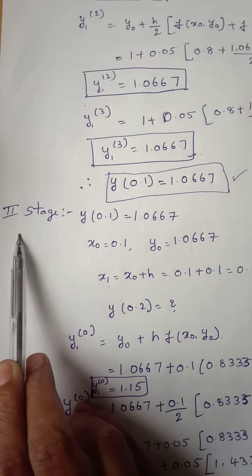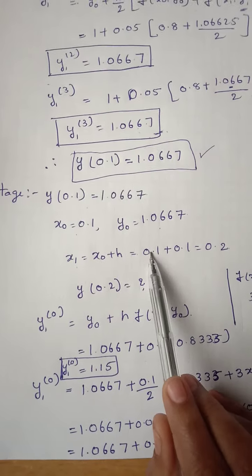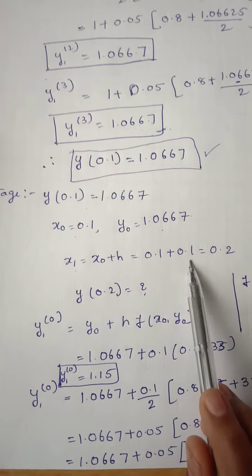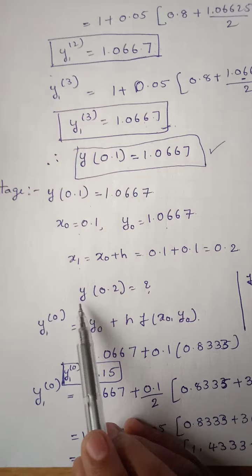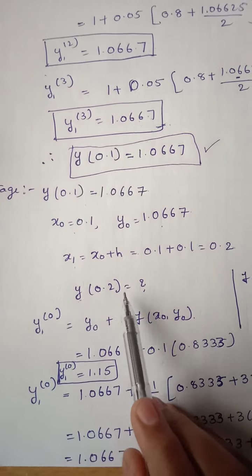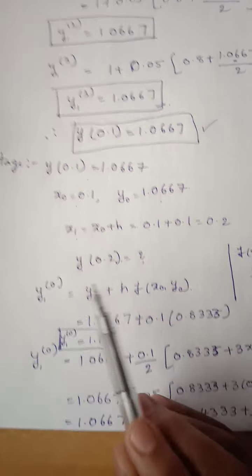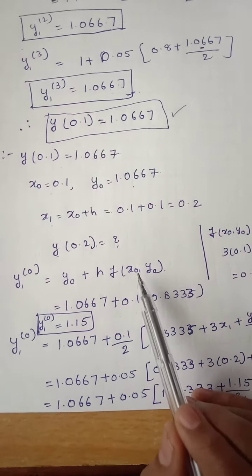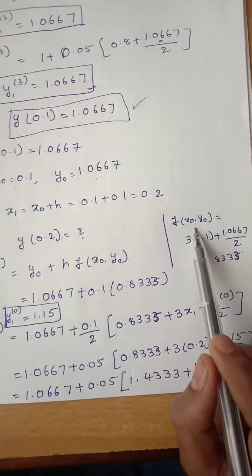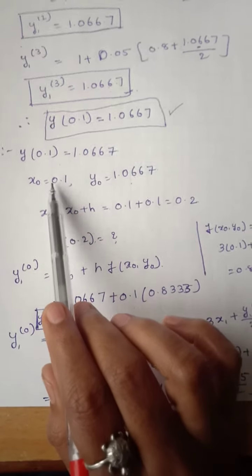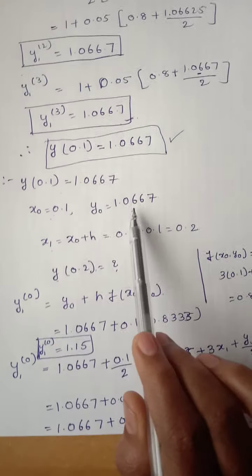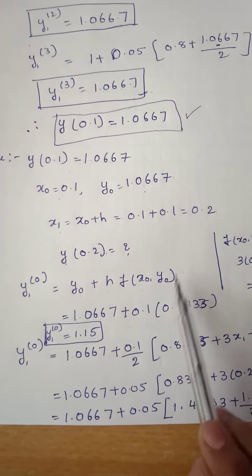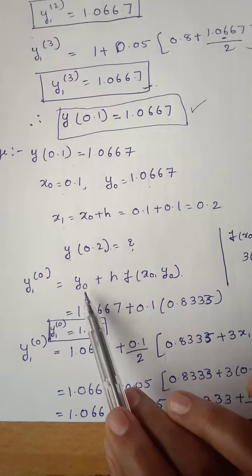So we are doing the second stage here. x naught is 0.1 plus what is the h value? 0.1, they gave in the problem, so 0.2. Now we are finding the value of y at 0.2. The same formulas will be repeated here, but while finding f of x naught and y naught, you have to consider the new x naught and y naught values. The formulas are the same here, but the values will change.